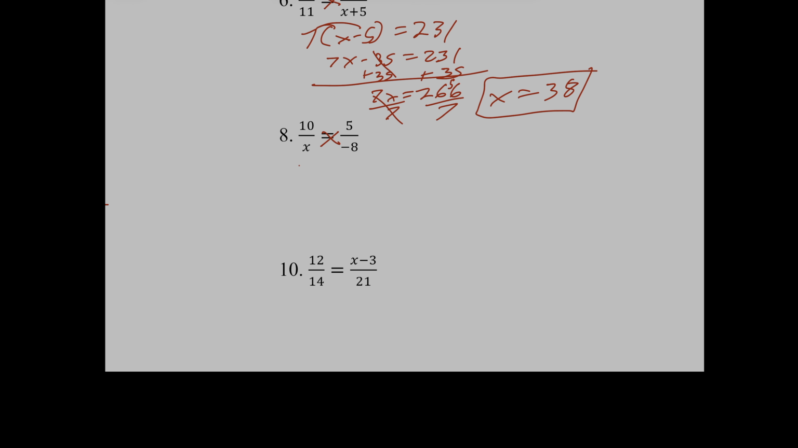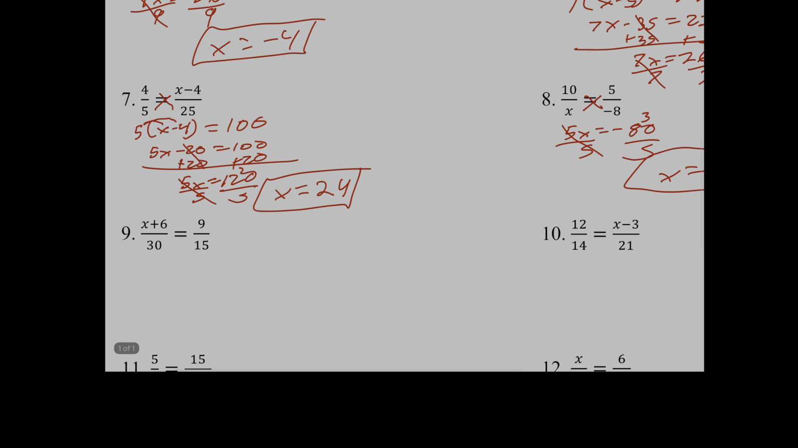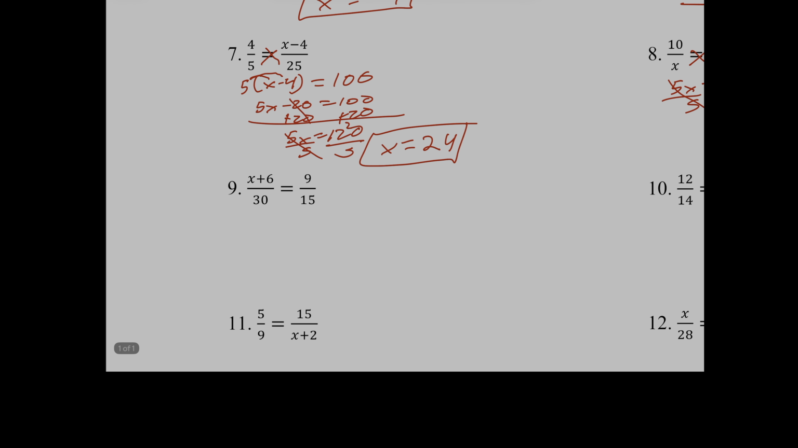We're going to cross multiply. 5x equals negative 80. And once I divide by 5, x equals a negative. 5 goes into 8 once with 3 left over. 5 goes into 30 6 times. All right, let's keep this train moving. Let's go on to number 9 here.